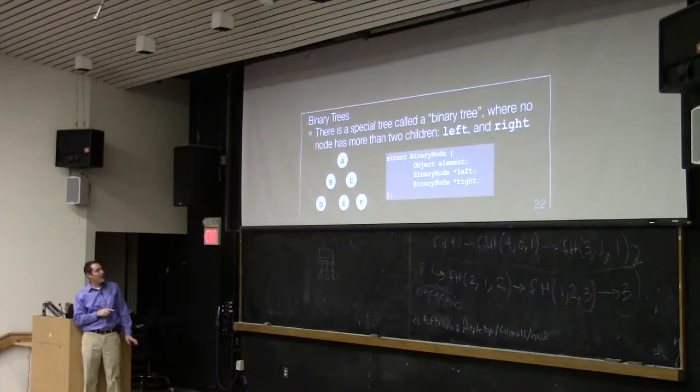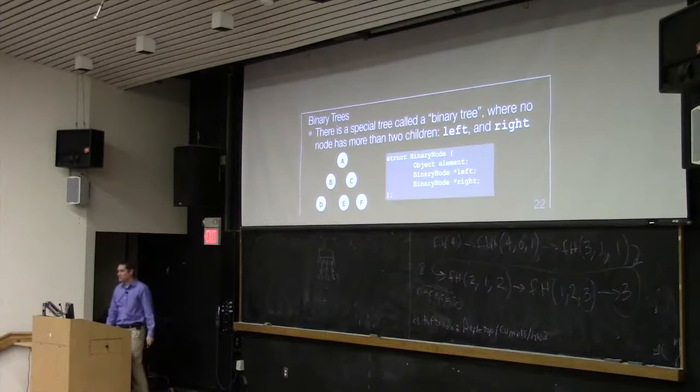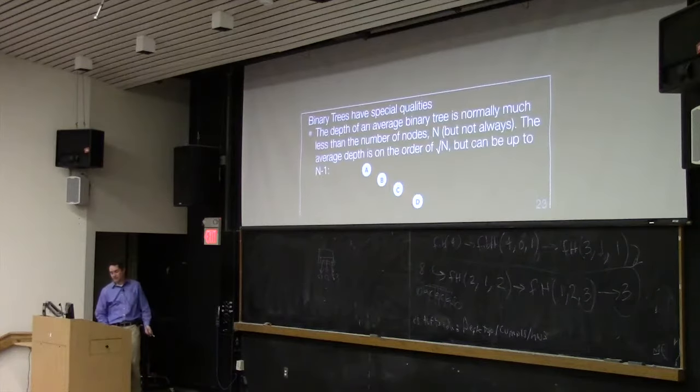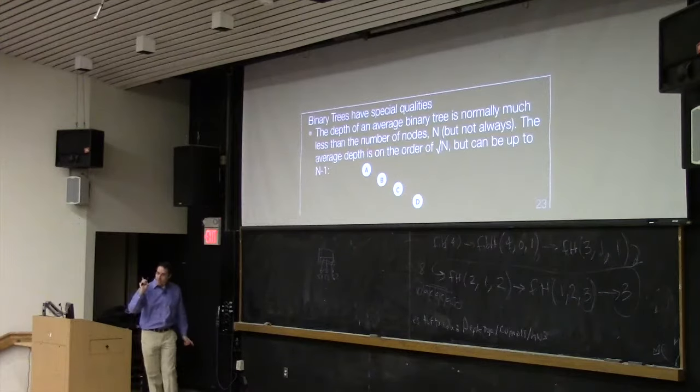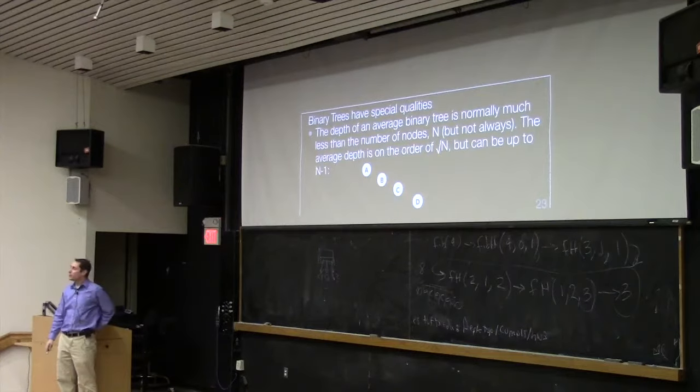Binary trees look like this. It's a very typical pattern, right? A has two children, B and C. B only has one child, D. D has no children. It's a leaf. C has two, E none, F none, et cetera. That's a binary tree. Binary trees are awesome because they're easy to deal with, and they make things pretty darn efficient, as we'll see. The depth of a binary tree, in general, is much less than the number of nodes.